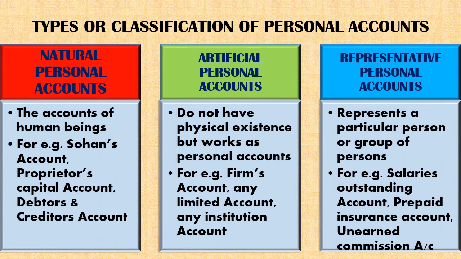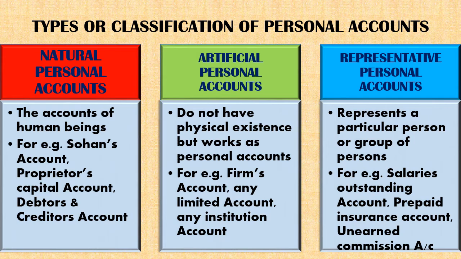Or prepaid insurance account, it represents a particular person or a group to whom we have already paid the insurance amount. Here there might be 100 workers or 200 workers who are supposed to receive some amount of salary that is remaining outstanding. So we are representing that particular group of persons who are supposed to receive the salaries as an outstanding account.